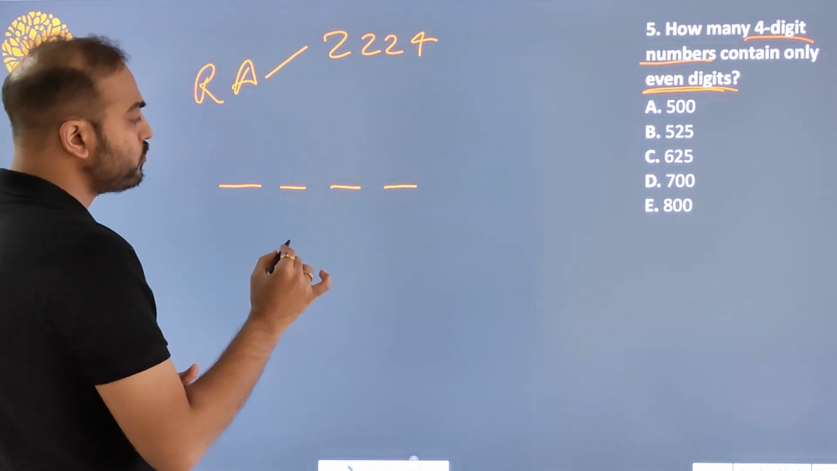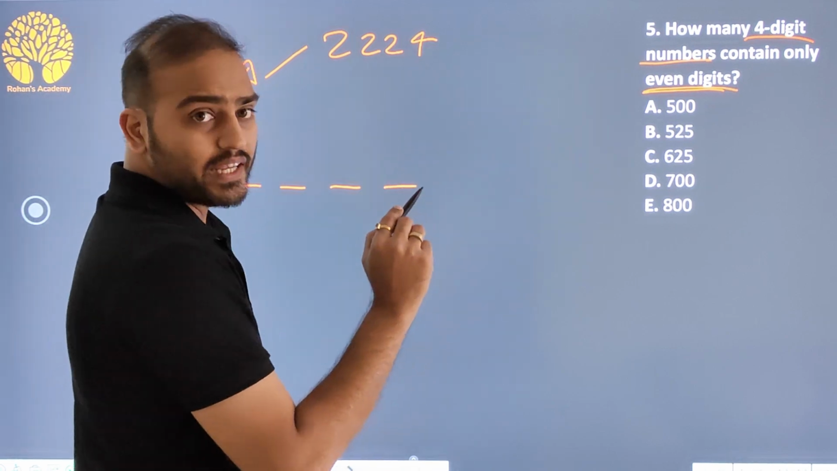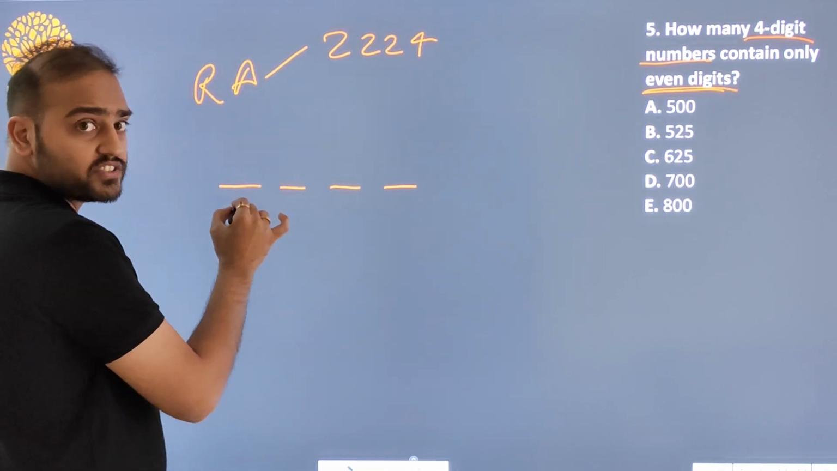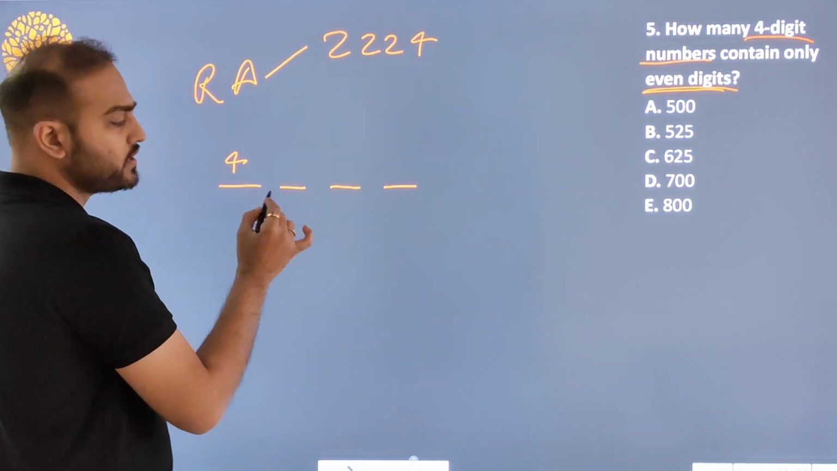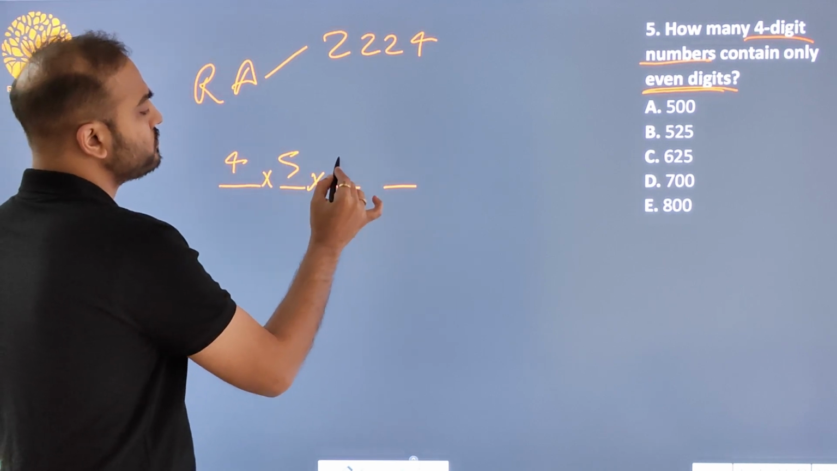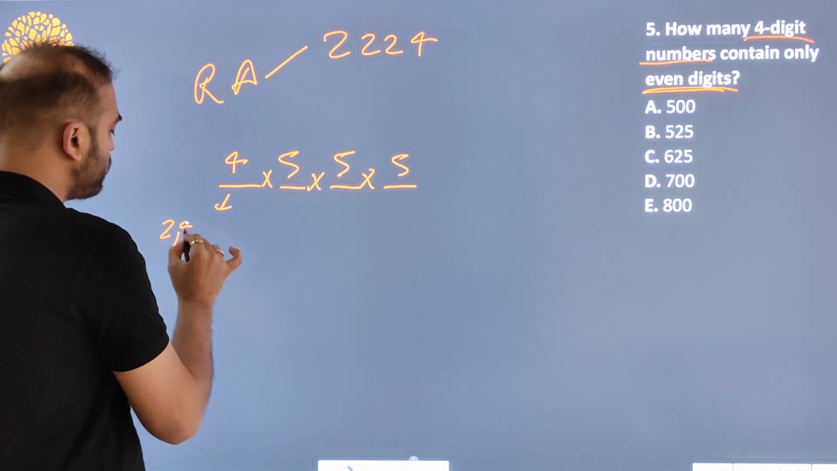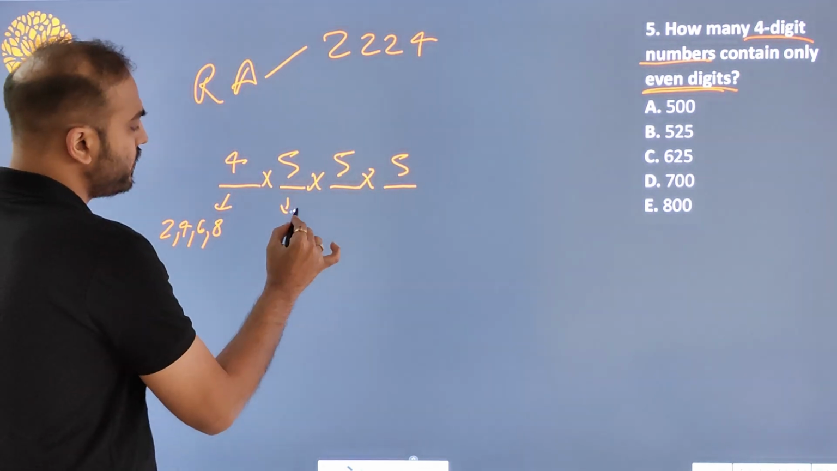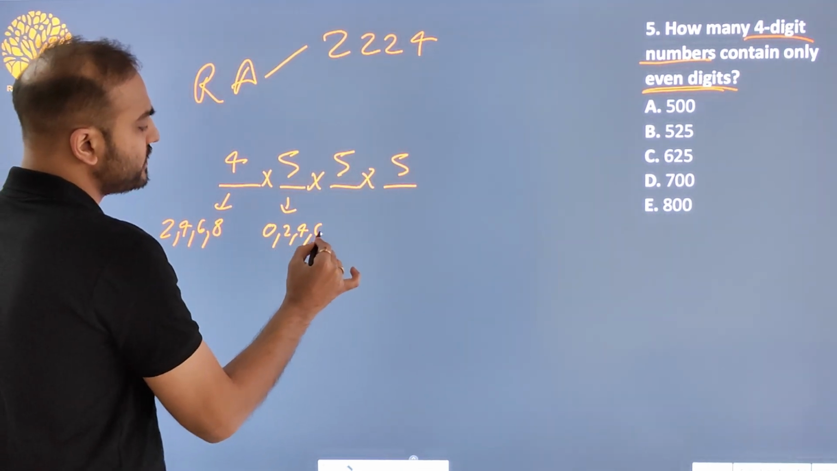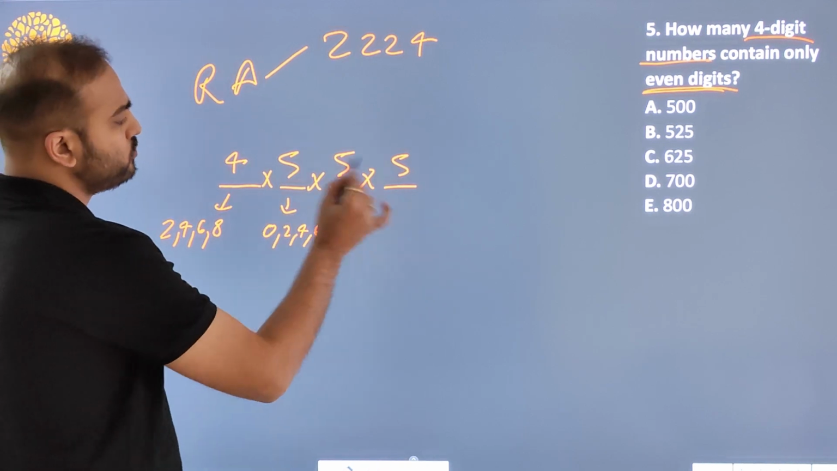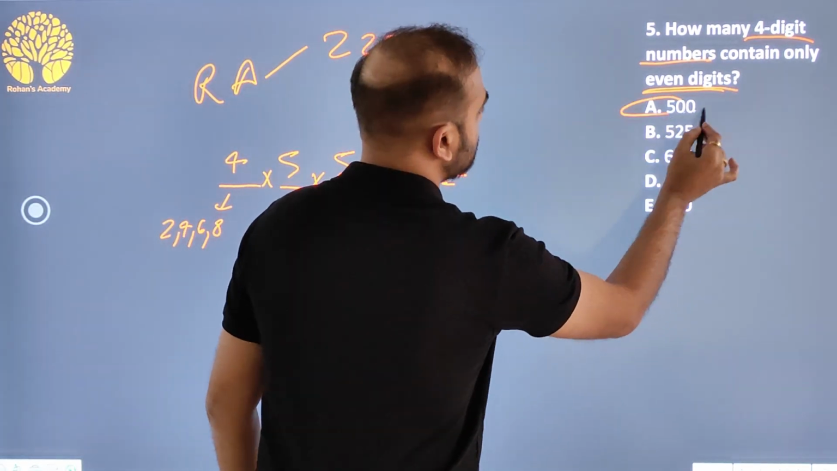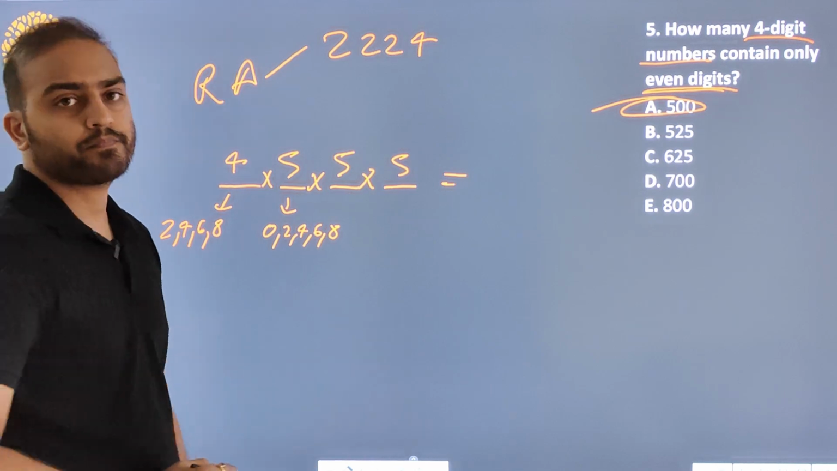4-digit number, make 4 spaces. Only even digits, but again I can't start with 0. So I have 4 options here. Now I can have any of the 5 options. See here, I can have 2, 4, 6, 8. Here I can have 0, 2, 4, 6, 8. Right. So again, if you just solve this, that's 500.